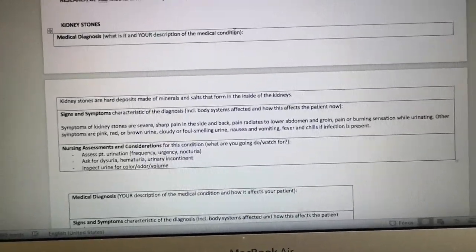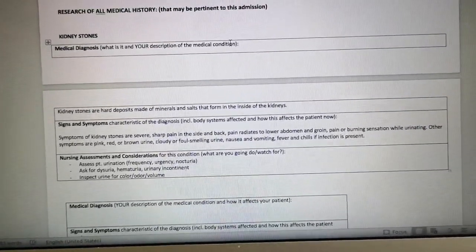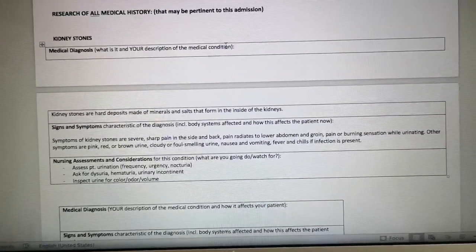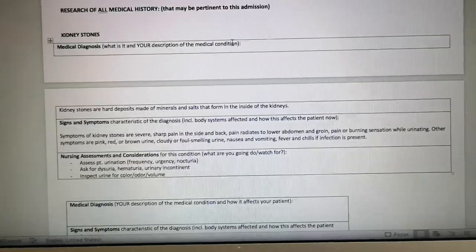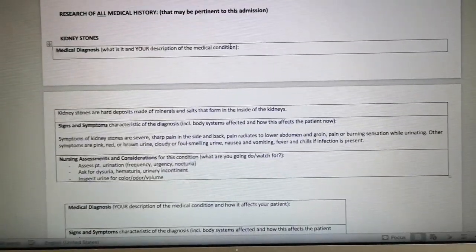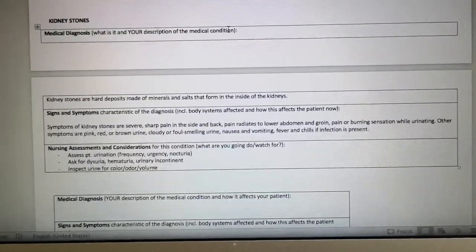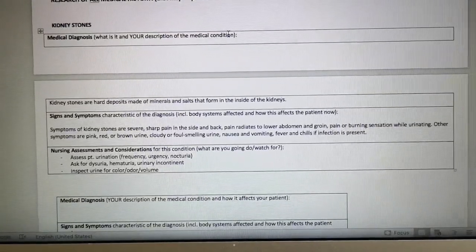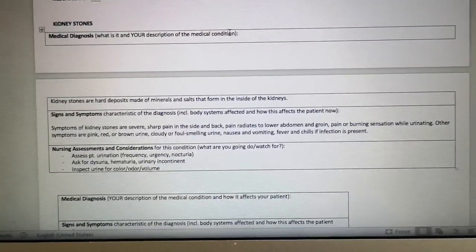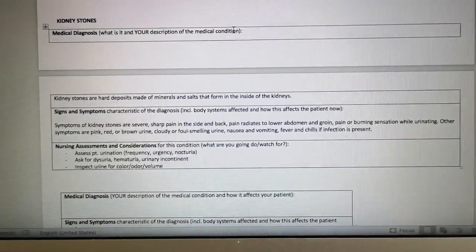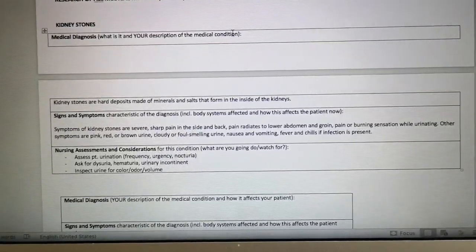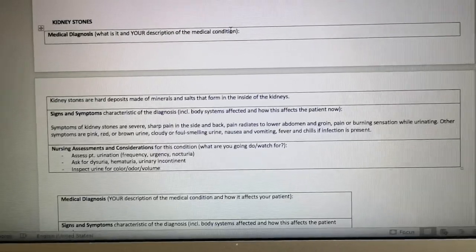The signs and symptoms are severe sharp pain in the side and back, or a burning sensation while urinating. Other symptoms could be pink, red, or brown urine, cloudy or foul-smelling urine, nausea and vomiting, and fevers and chills if infection is present. And then we have to put what our nursing assessments will be when we do the care for the patient.